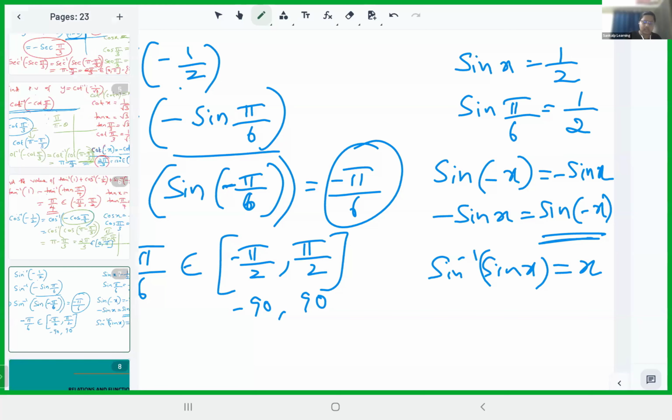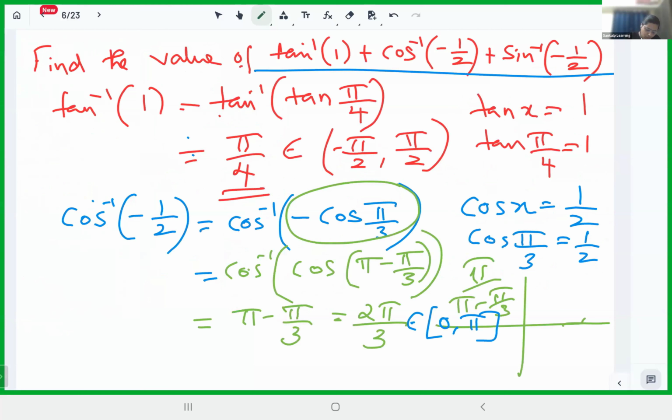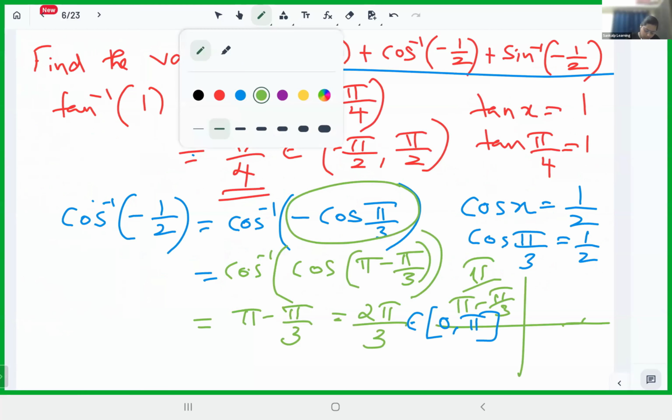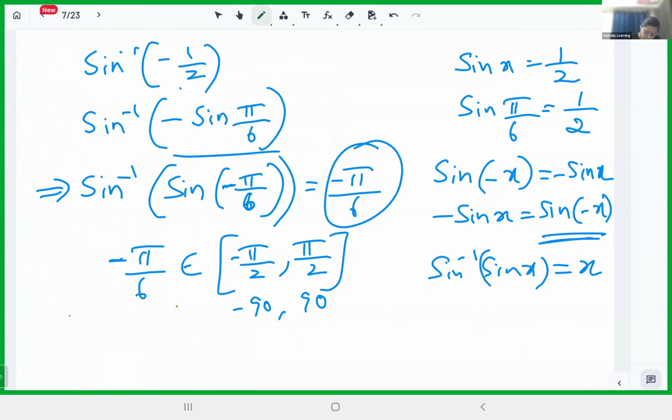So this is our question. We have to add all the values now obtained. What were the values? We got pi by 4, then 2 pi by 3, and the last one was minus pi by 6. So it is pi by 4 plus 2 pi by 3 minus pi by 6.